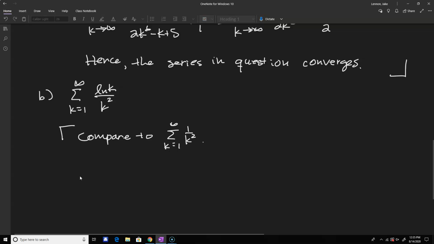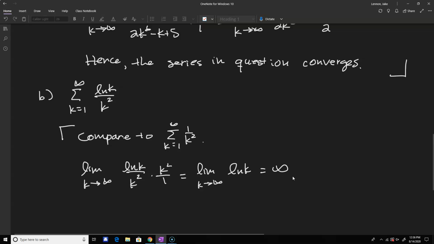Let's see what happens. So we have the limit as k goes to infinity of natural log of k over k squared times the reciprocal of the series we're comparing it to. So we're getting the limit as k goes to infinity of actually just the natural log of k. And we know that goes to infinity. Again, the series we're comparing it to, acting like our b sub k in the theorem, converges.